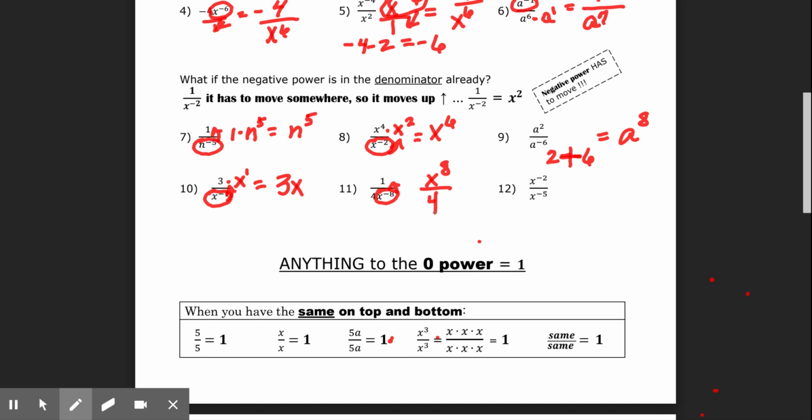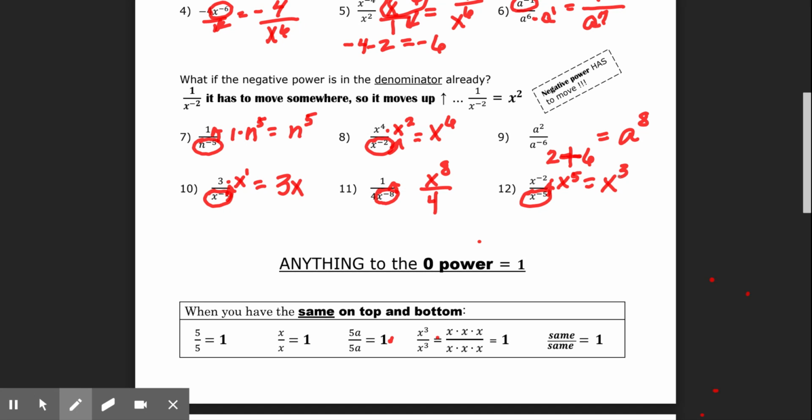Number 12, let's see. You could do this a couple ways. I think I'm just going to go ahead and take this and move it to the top. So this would be times x to the positive 5th power. And then we can add our exponents. So negative 2 plus 5 is 3. There's some other ways you could do this. There's like 3 ways you could simplify this problem. I may go ahead and take the time and show you.